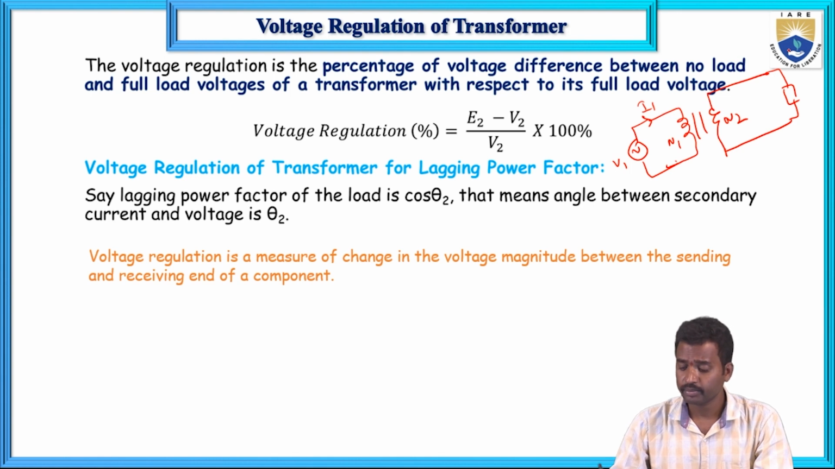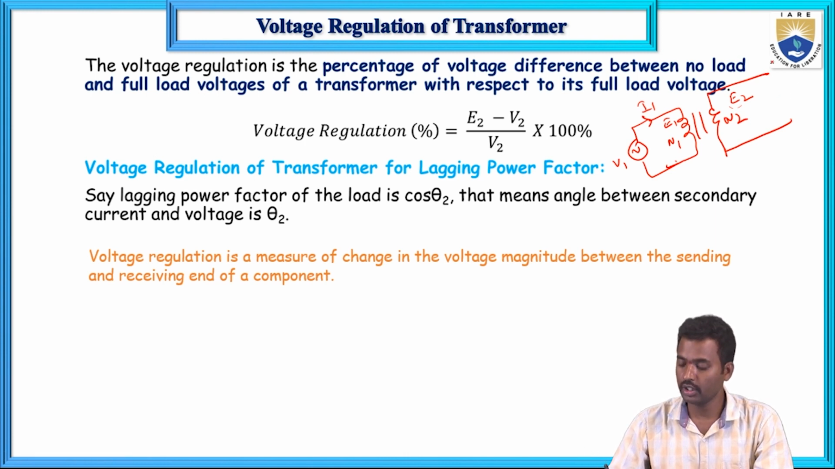Now induced EMF will be developed in the secondary winding, that is E2, and E1 in the primary, according to Faraday's law of electromagnetic induction, the mutual inductance concept. Induced EMF developed in the primary winding, that is E1, is the self-induced EMF, and this is the mutually induced EMF.